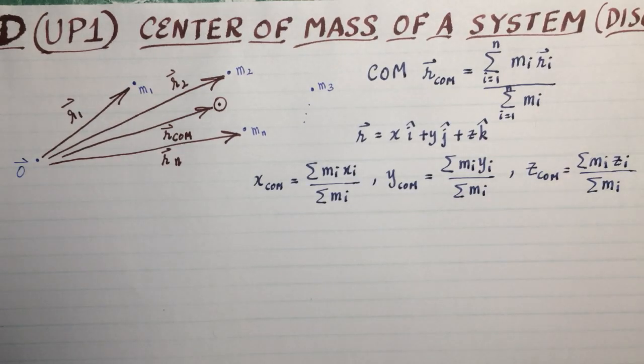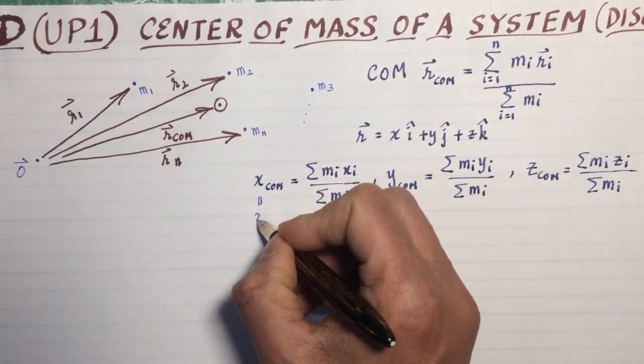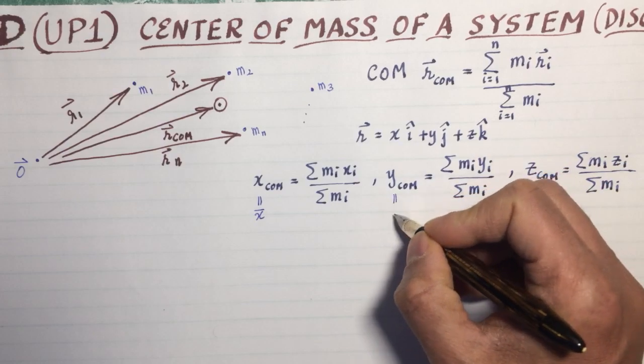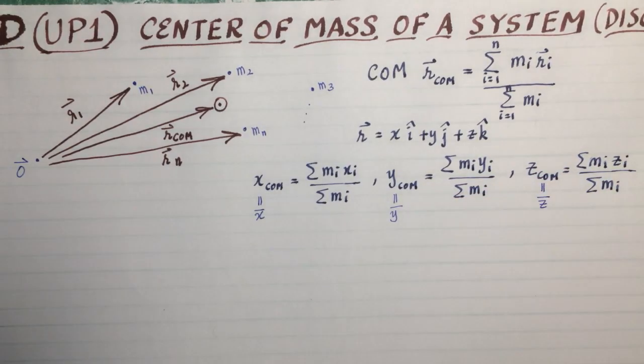These three definitions are easier to work with than the vector definition. There is another notation for center of mass: x center of mass is sometimes written as x bar, y center of mass as y bar, and z center of mass as z bar. I will be using either one interchangeably.